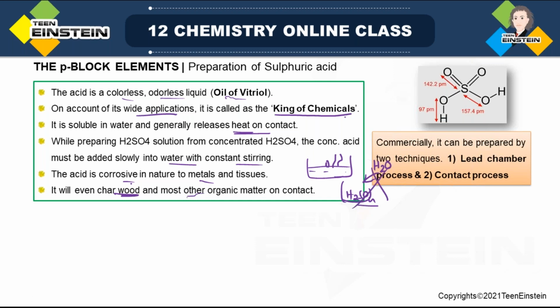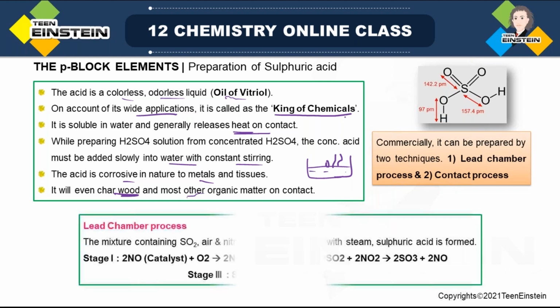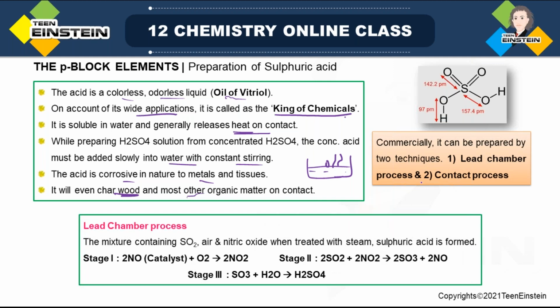Now there are two important methods for the commercial preparation of H2SO4. One is the lead chamber process, another one is the contact process. Remember the contact process, this term we have already heard in sulfur dioxide. One of the important steps: SO2 plus O2 producing SO3. Lead chamber process.